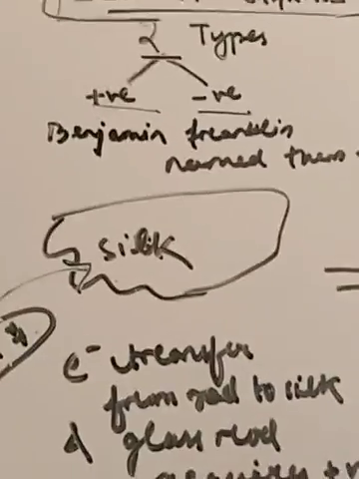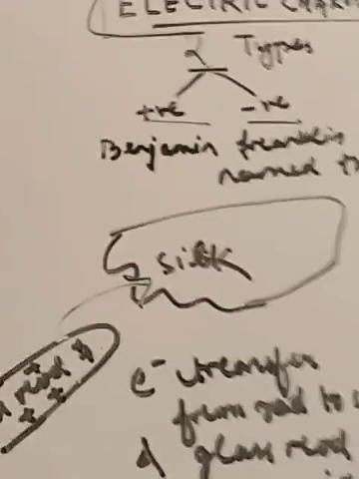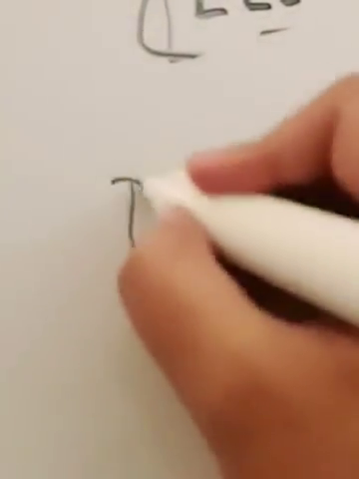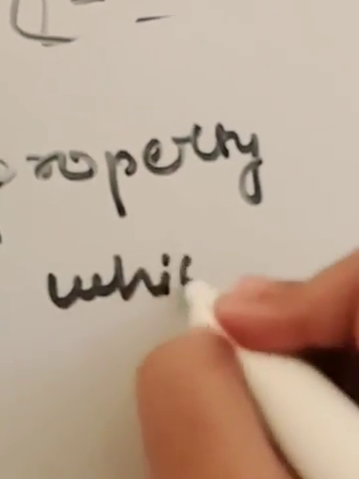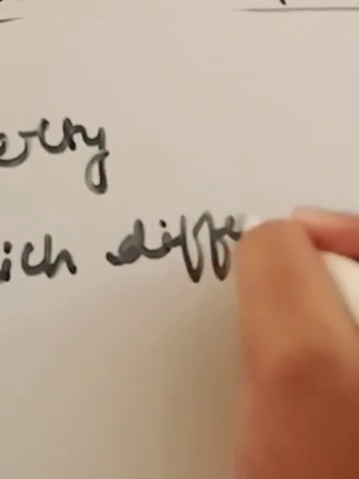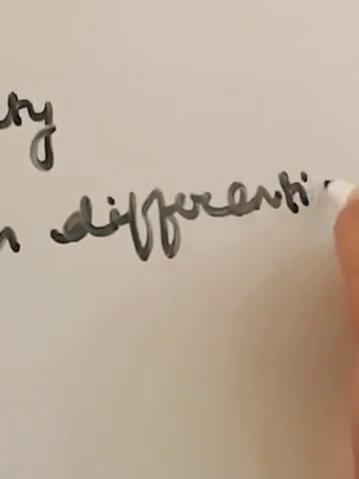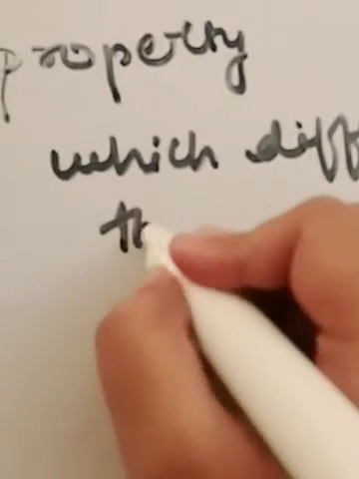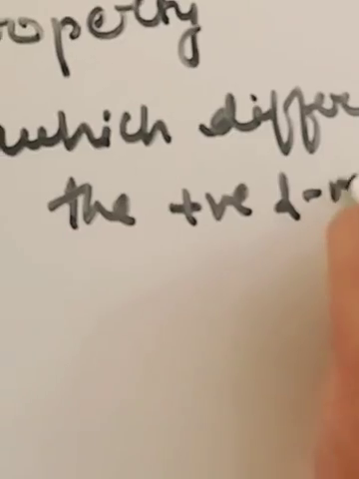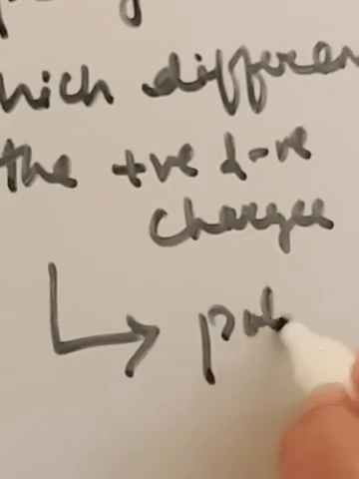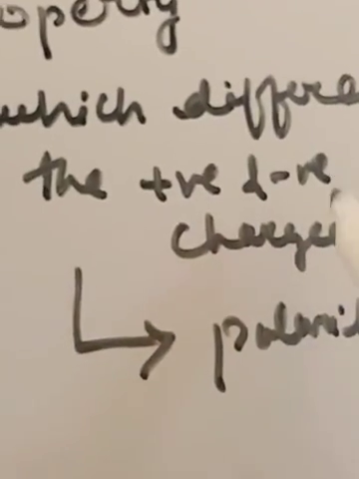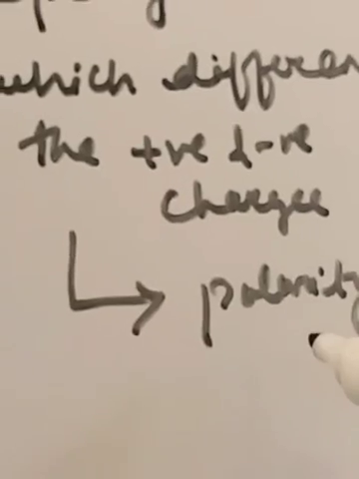Now let's see what is polarity of charges. The property which differentiates the two kinds of charges, the positive and the negative charge, is known as polarity.